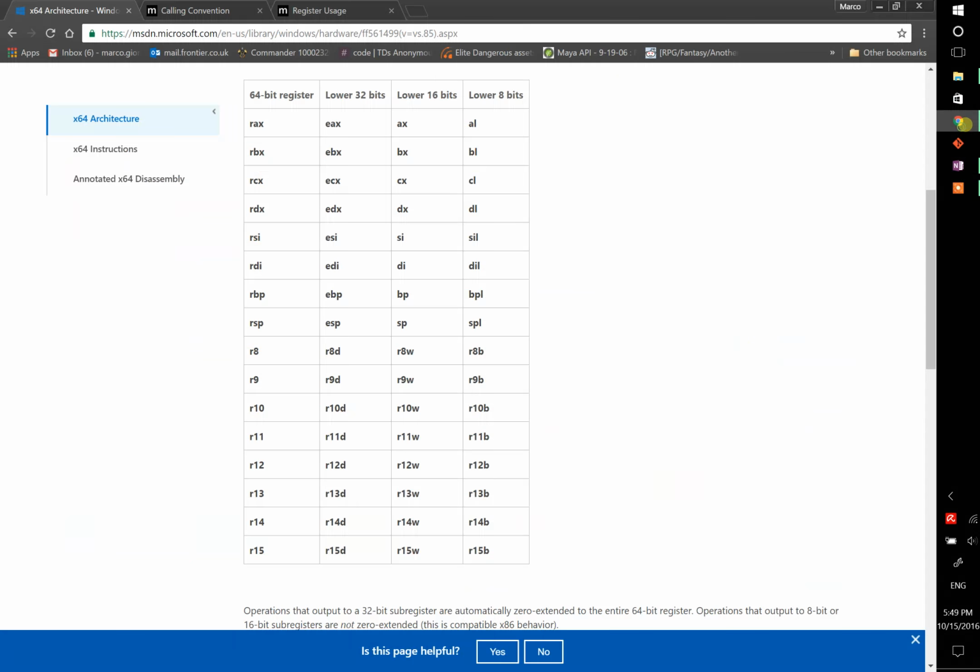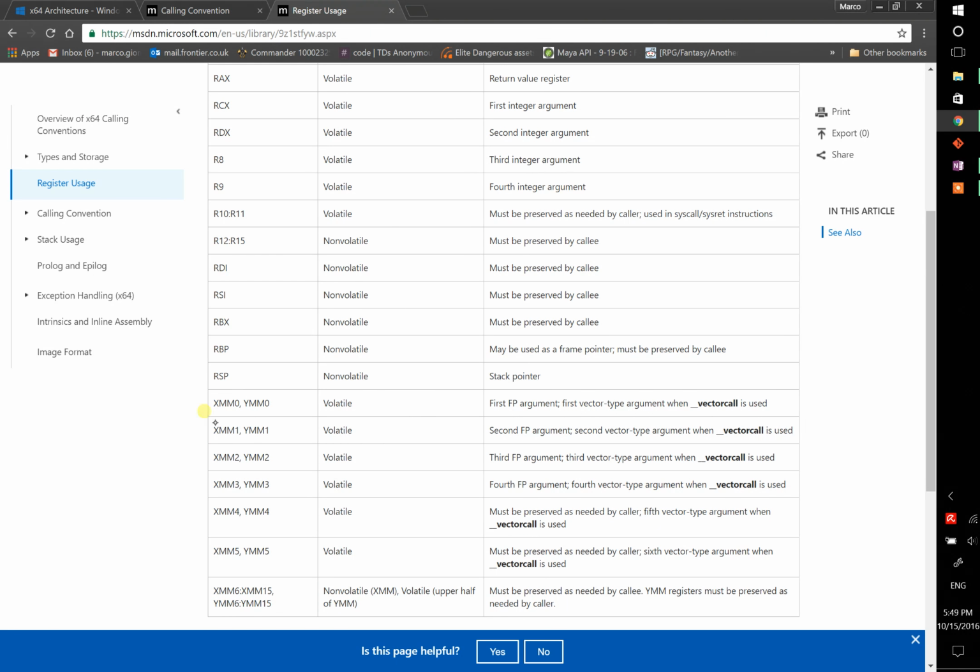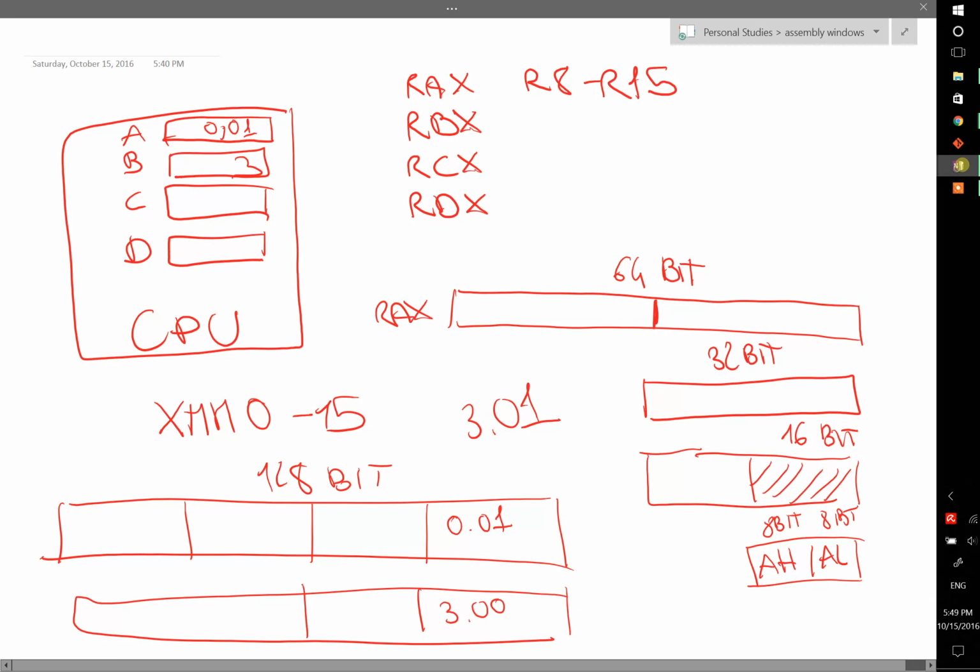And again, we can see that in the register usage, we have the XMM all the way up to XMM15 defined. And you might notice we also have YMM. You might wonder what the heck is that. YMM is actually the same register, the same way EAX and RAX are the same register but different width.